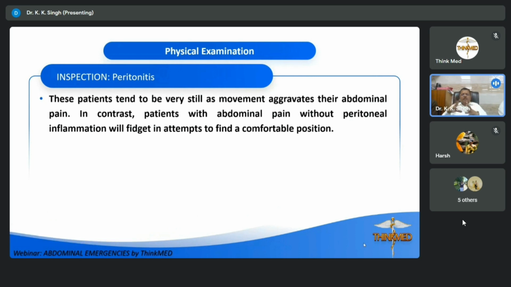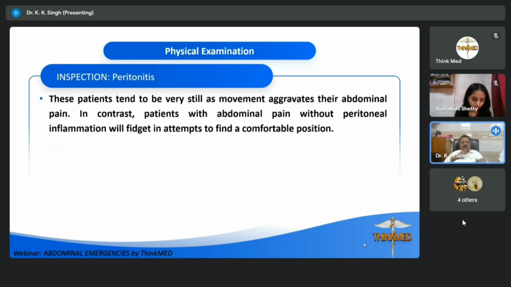Then, in inspection, the first thing which you have to see is whether the shape is normal or not. What is the normal shape? It is a scaphoid shape. Then you have to see whether there is distension. If distension is there, whether the distension is localized or generalized. Then you have to see the position of the umbilicus. Then you have to see if there is any visible peristalsis. Then you have to see if there are any scar marks or any visible veins on that. You have to see the hernial sites.